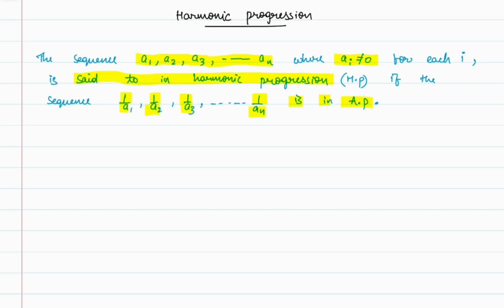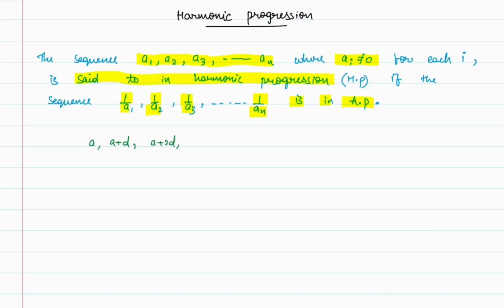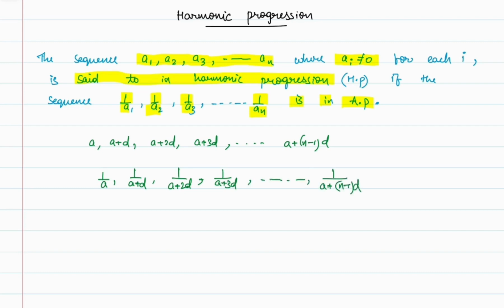Suppose we take a simple arithmetic progression with first term a and common difference d. Then the arithmetic progression will be a, a plus d, a plus 2d, a plus 3d, and so on up to a plus n minus 1 into d. Now if we take a sequence with the terms reciprocal to this arithmetic progression, the sequence will be 1 by a, 1 by a plus d, 1 by a plus 2d, 1 by a plus 3d, and so on up to 1 by a plus n minus 1 into d. Now this sequence is said to be in harmonic progression.